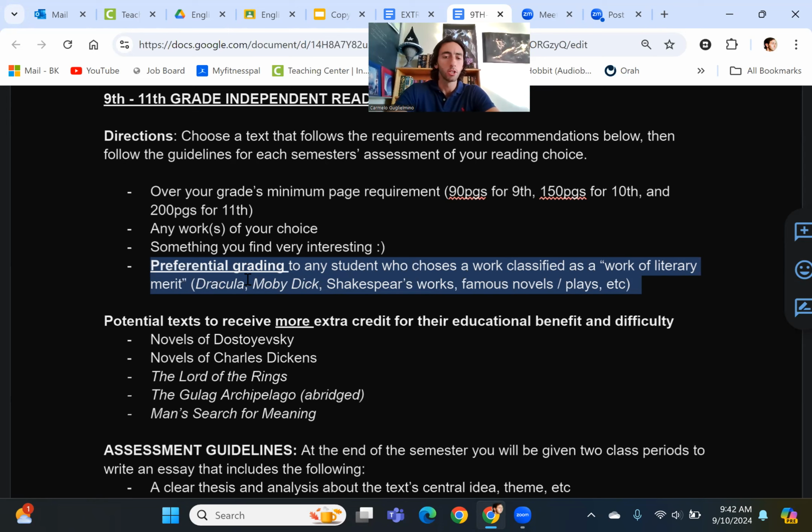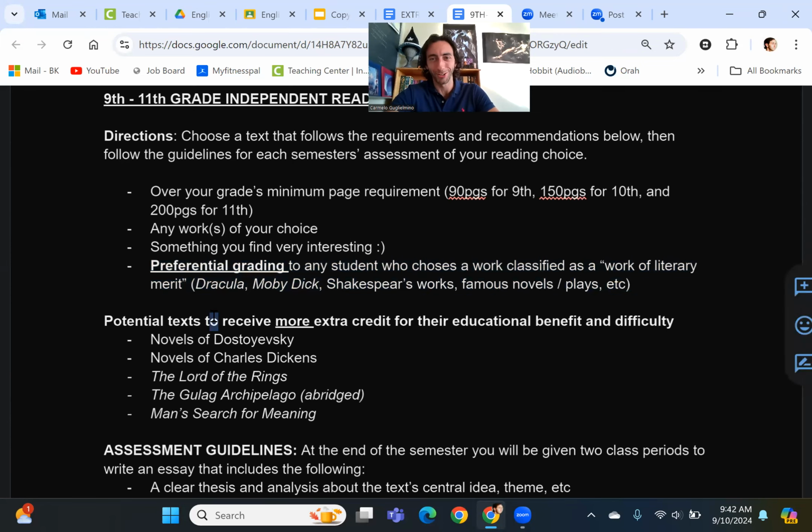So let's say you tried reading Dracula, right? I had a student read Dracula 3 years ago. And the project was pretty solid, right? It did a good job with this, with this, with this. And then I probably would give it, objectively, like a B, right? Well, I would remember, wait a minute, this person did a work of literary merit. This person gets preferential grading. So I'll give it an A instead, all right? It curves that much.